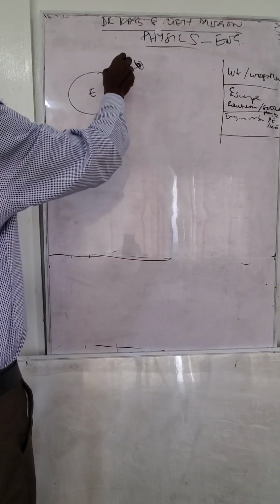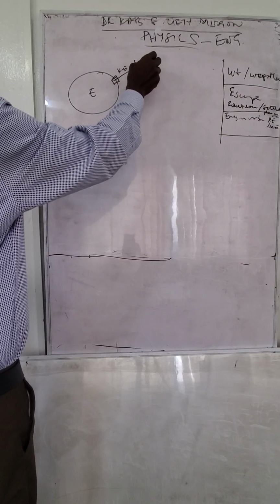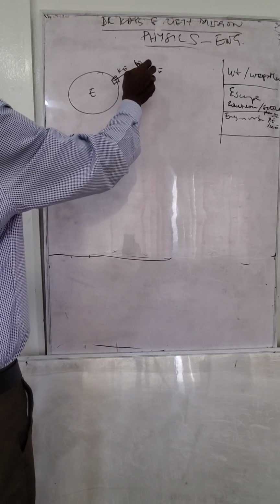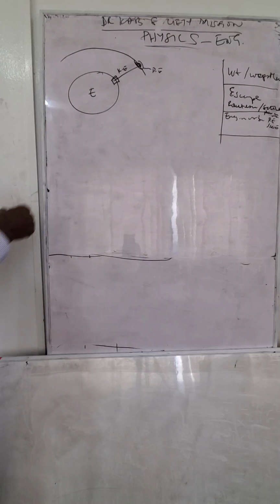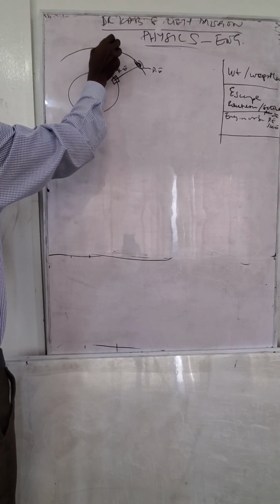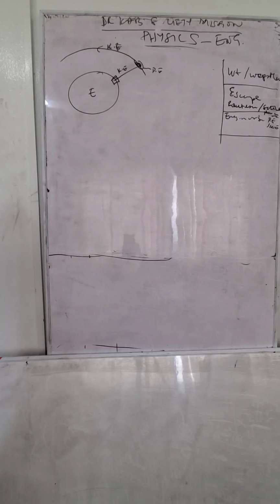So we're going to go with kinetic energy. Then when it gets here, it has potential energy. Then once it's here, it's also revolving around the Earth, so it will have another kinetic energy. Okay? So it's a matter of adding equations.